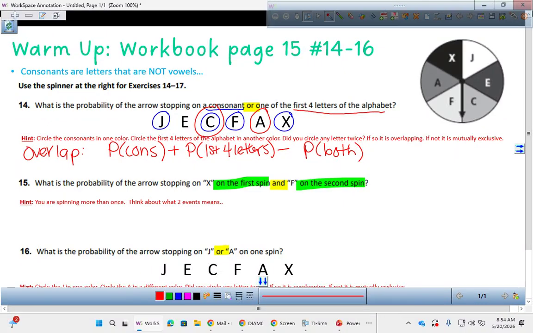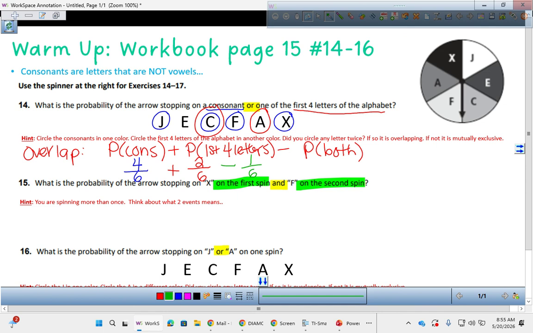All right, so my first probability would be the stuff that I circled in red, my consonants. My consonants were J, C, F, and X. That is 4 letters out of the total of 6 letters. My second probability is the stuff that I circled in blue. Of the first 4 letters of the alphabet, 2 of them are on the wheel out of 6. And then I would subtract anything that I circled twice. C meant both categories. So there was 1 letter out of the 6 that worked for both categories. So I would do 4/6 plus 2/6 minus 1/6.